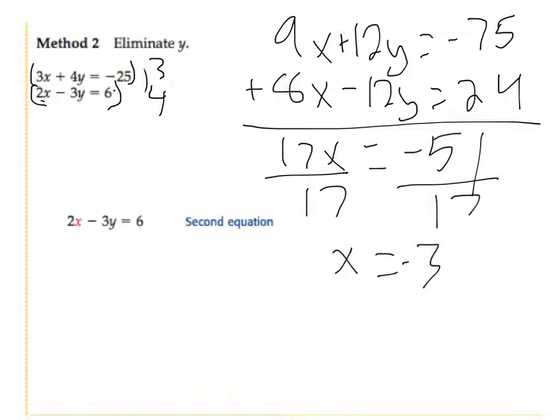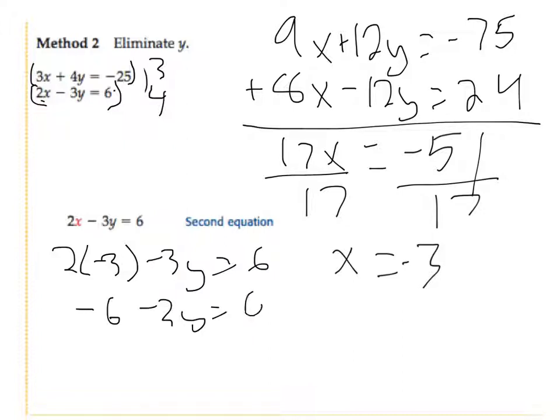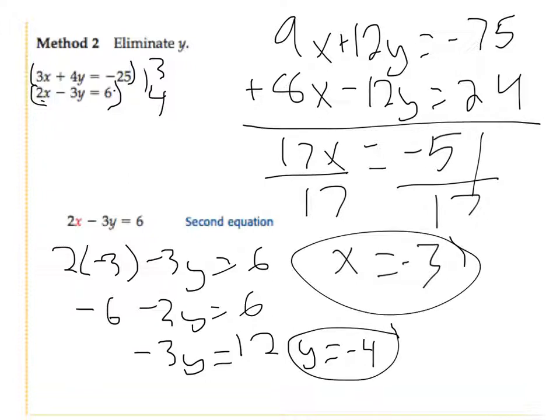And now we plug negative 3 back in to get our y. So 2 times negative 3 is negative 6, minus 3y is equal to 6. Negative 3y is equal to 12. y is equal to negative 4. So we have negative 3, negative 4.